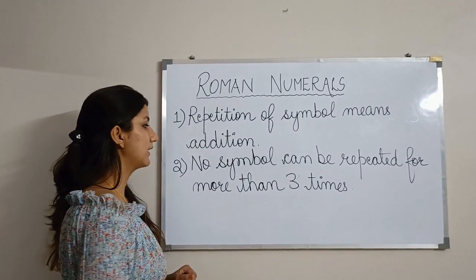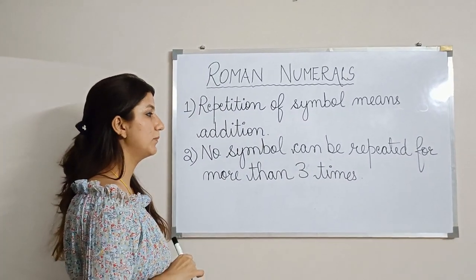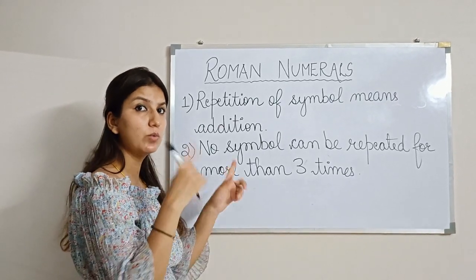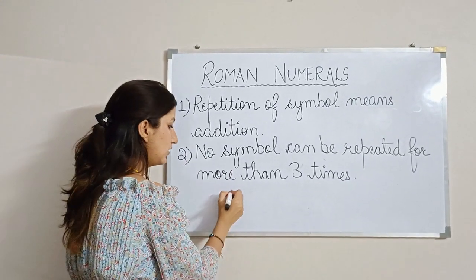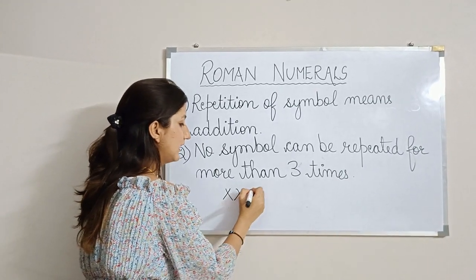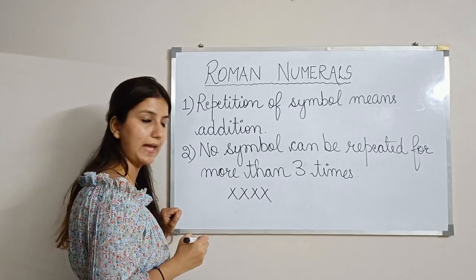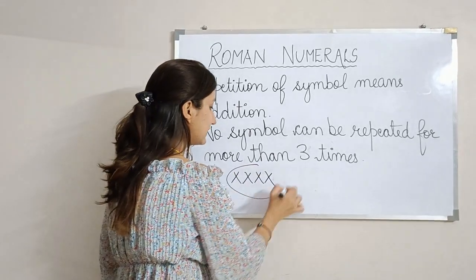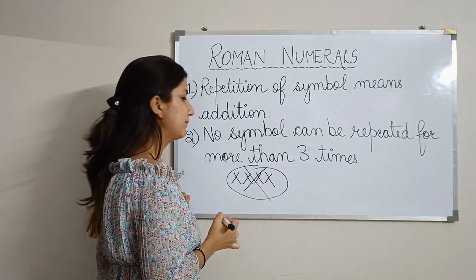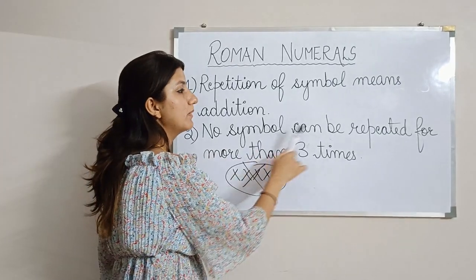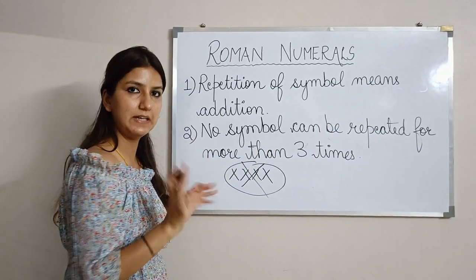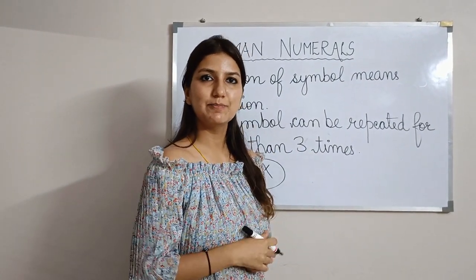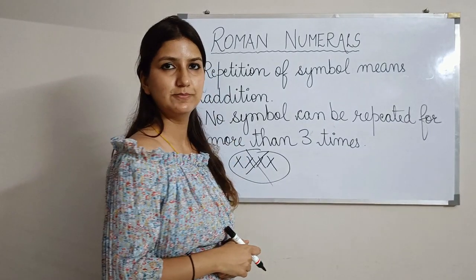Okay students, so our second rule is no symbol can be repeated more than 3 times. Now suppose you want to write 40, and you are thinking that you will write X, X, X, X 4 times, 10, 10, 10, 10, which is 40. So this is not allowed in Roman numerals because of the rule that no symbol can be repeated more than 3 times. Whatever the symbol is, you cannot repeat that symbol more than 3 times.